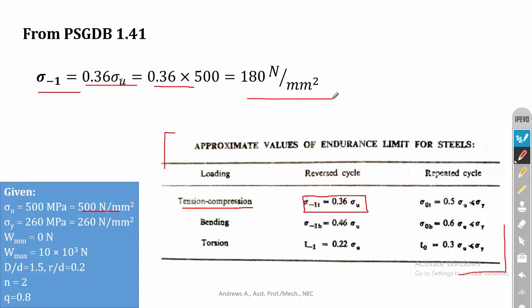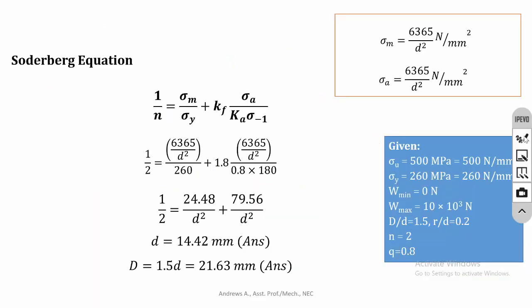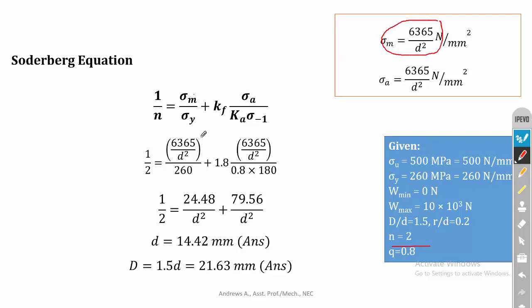Okay. So the endurance limit stress we have calculated, it is 180 Newton per mm square. So now we can go to the Soderberg equation and substitute the values. n is given in the problem, n is equal to 2. Sigma m we have calculated, that is 6365 divided by d square, so you can substitute the value of sigma m. Then sigma y is given in the problem, it is 260 megapascal.